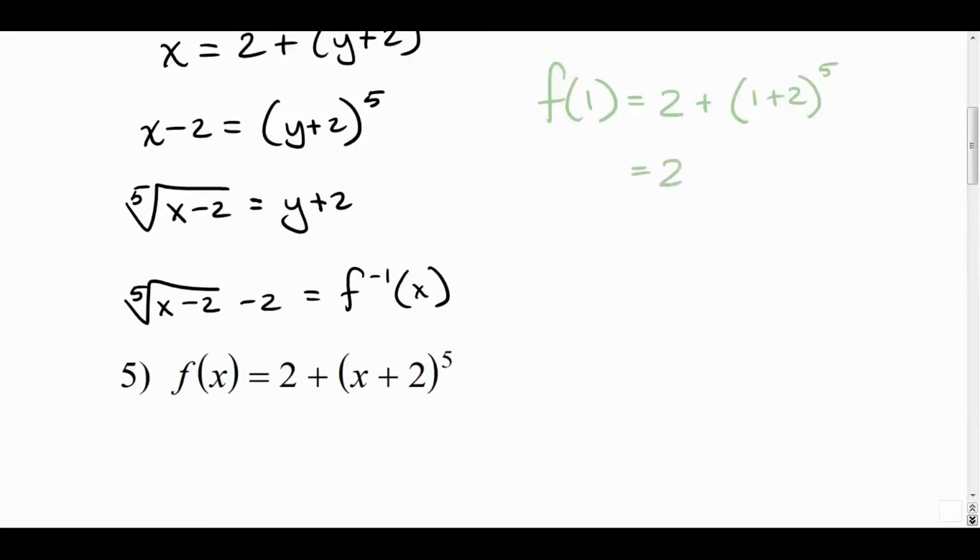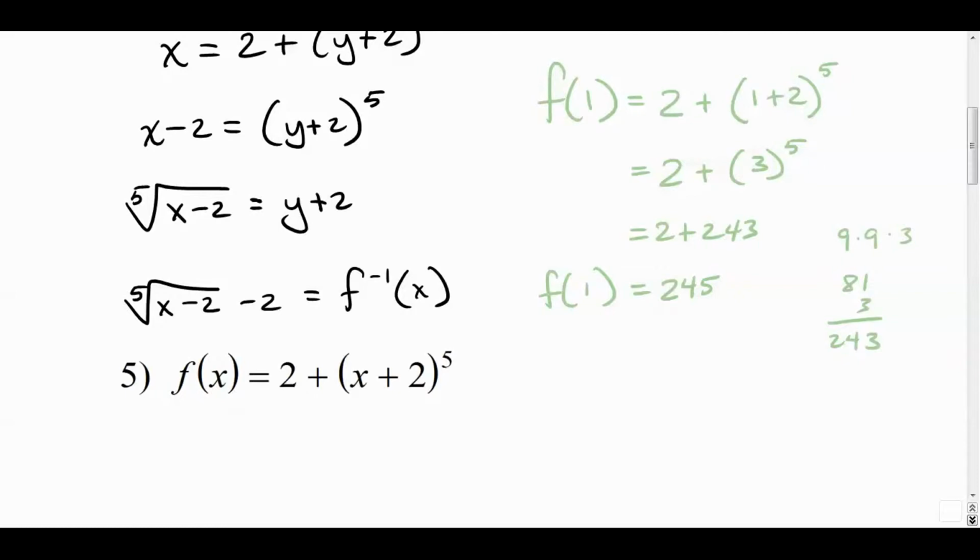We're going to get a range value. 1 plus 2 is 3, 3 to the 5th. Alright, so 3 squared is 9, times 3 is 27, 27 times 3 is 81, 81 times 3 is 243. So this is 243 plus 2. Hopefully that's not incorrect. I'm doing that in my head. 245. So when x is 1, y is 245.